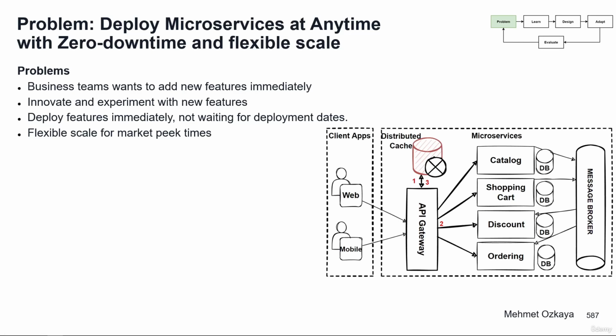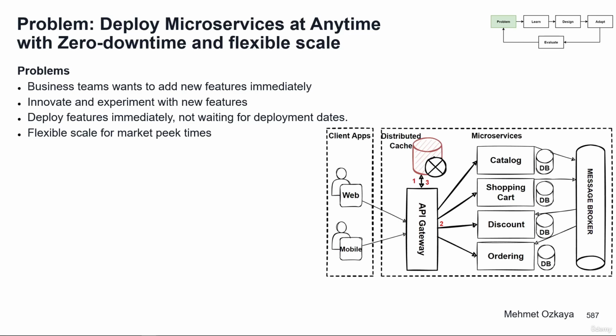Also, they would like to scale flexibly for market peak times. For example, they want to provide the best customer experience at Black Friday sales. That means it requires handling and processing millions of requests at an acceptable latency with better performance in our e-commerce application, and deployments should be zero downtime and flexibly scalable.